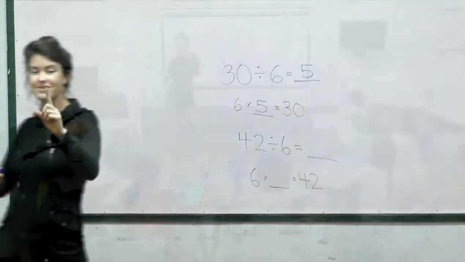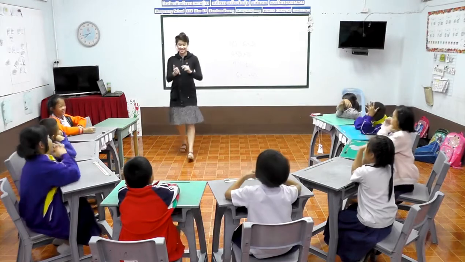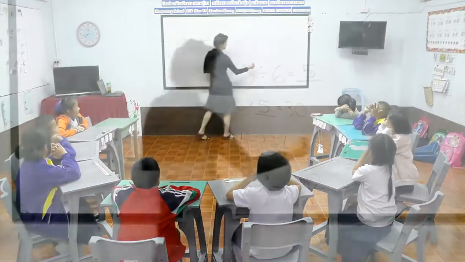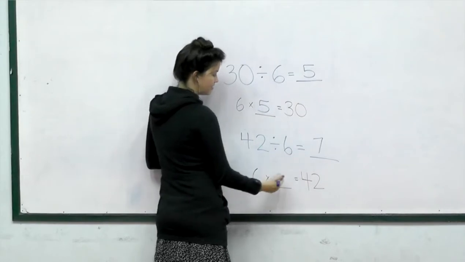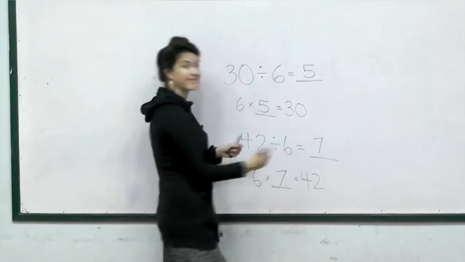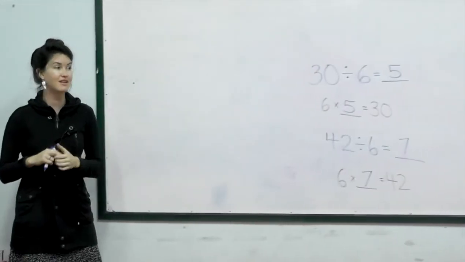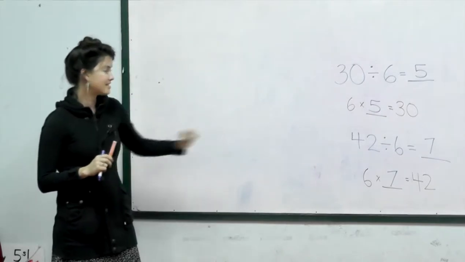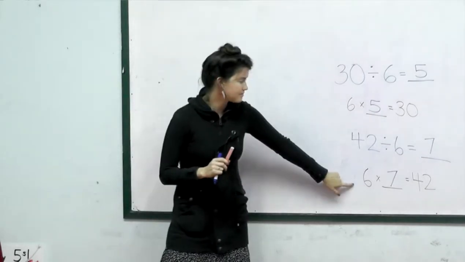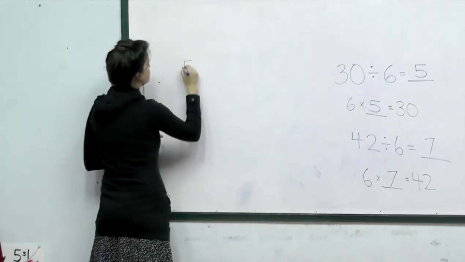Okay, let's do it all together. 1, 2, 3. 7. Great job, friends. It's 7. So 42 divided by 6 equals 7. Or we could think 6 times 7 equals 42. So it's a little easier to think with multiplication. That's okay to do, and it helps you. It's easier to sometimes think of it like this instead of like this. So let's do a couple more.